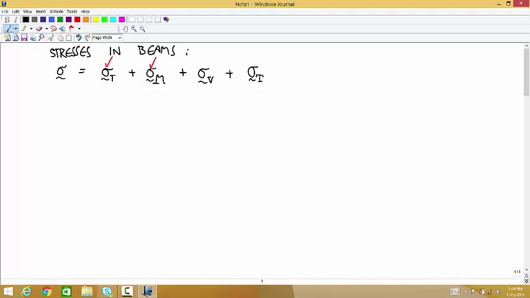So we can't do any complete problems yet with these two for the most part, but we will be able to once we talk about how to calculate the stress due to shear force. And then torsion, that appears in some problems, but not all. Okay, so stress due to shear force.